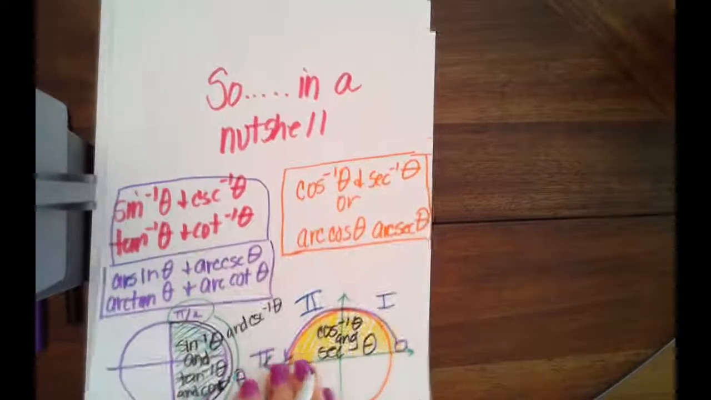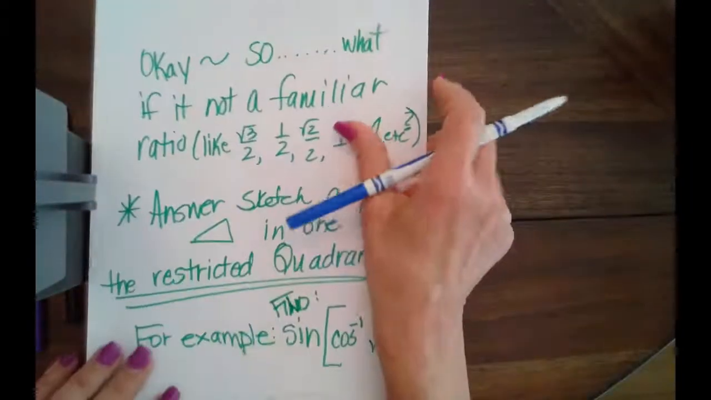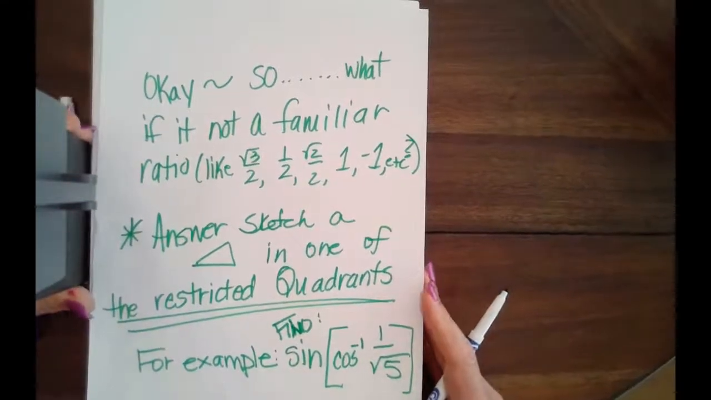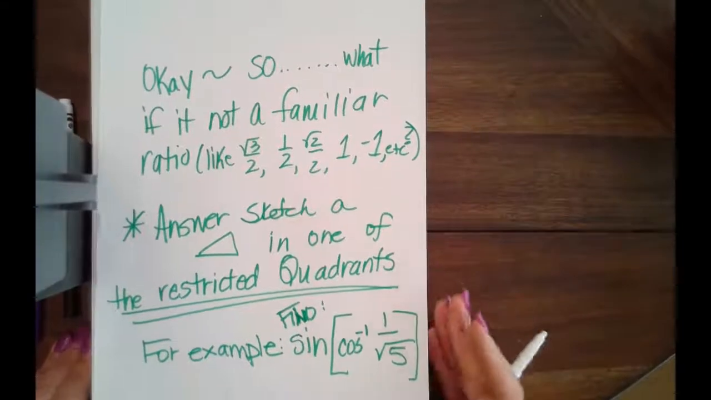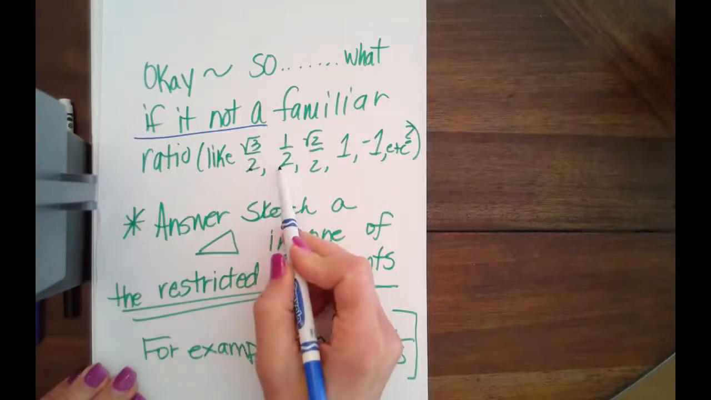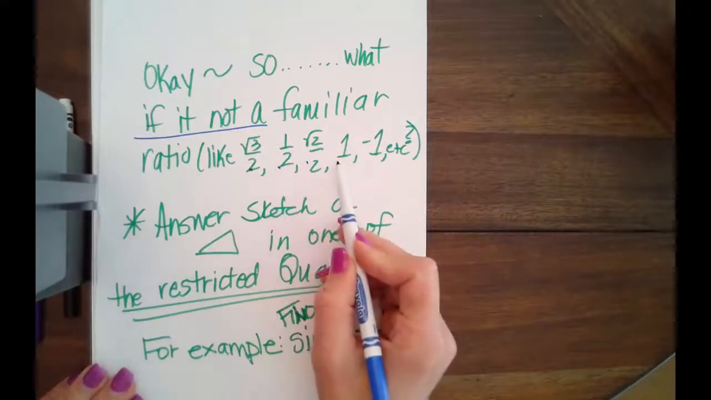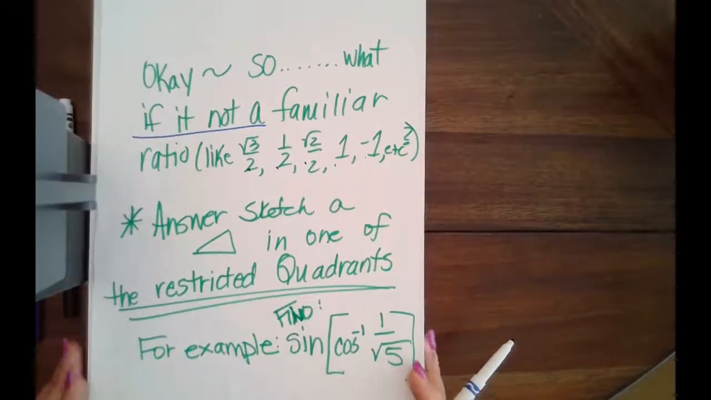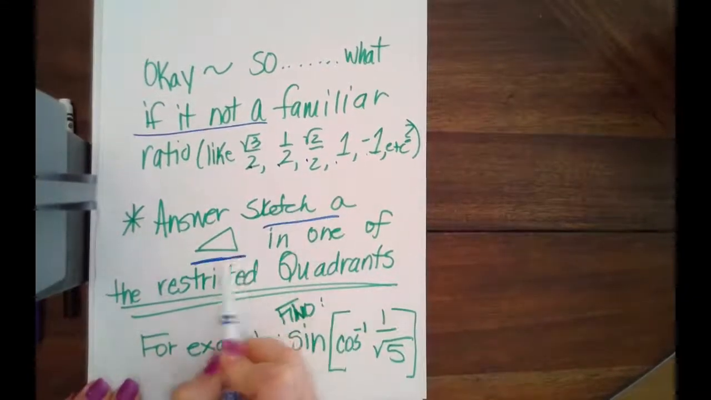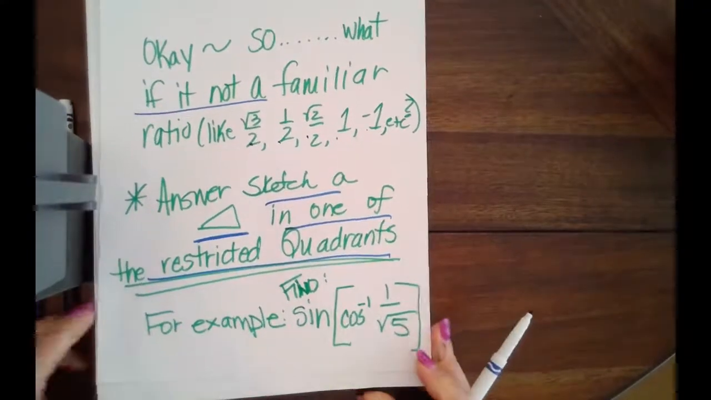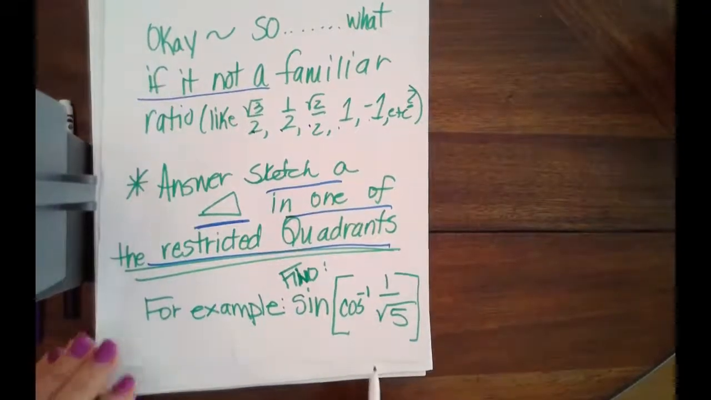All right, I'm going to move to another skill here. Same topic. What if you're looking through your evaluation problems and you realize that, whoa, it does not look familiar? What if it's not a familiar ratio like radical 3 over 2 or 1/2 or radical 2 over 2 or even 1 and negative 1, all the ones that we're very familiar with on the unit circle? The answer: you have to sketch a triangle in one of the restricted quadrants and find what's missing.